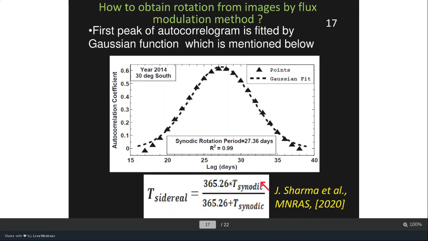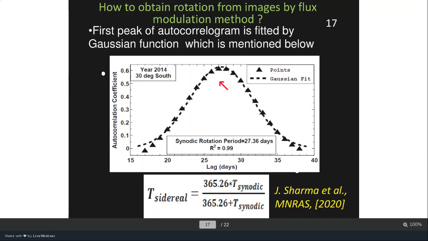The first peak of the autocorrelogram is fitted by the Gaussian function. This is the lag in days along the horizontal axis. Along the vertical axis, the autocorrelation coefficient is shown, and this peak belongs to 30 degrees south in the year 2014. So these are the points, and here the Gaussian function is fitted.